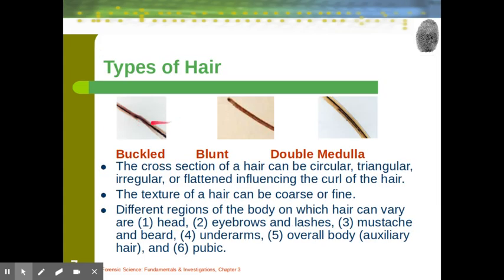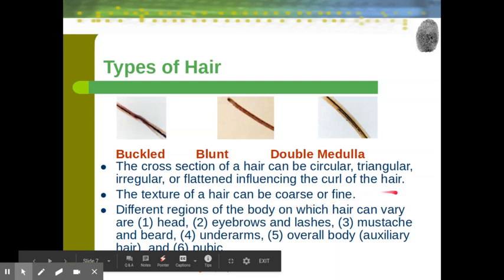Different types of hair. So here's a buckled hair, so you can see where it's sort of split and you know has a little kink in it there. The blunt hair, and here you can even see a double medulla. So the cross section could be circular, triangular, irregular, flattened. And this is all going to influence your hair. Is your hair curly? How does it lay? The texture could be coarse or fine.